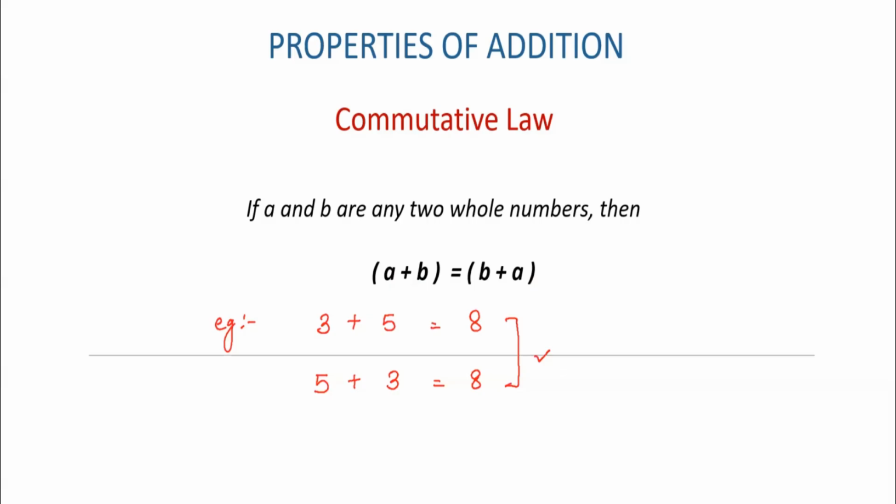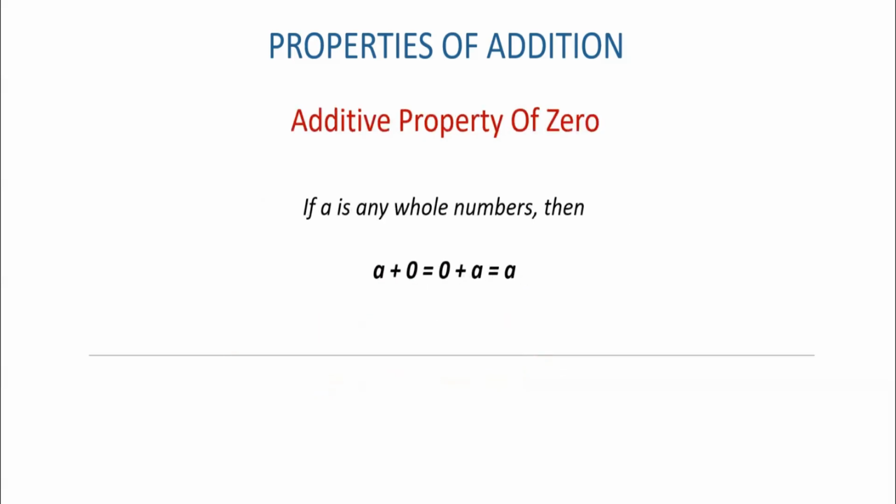Let's move on to the third property of whole numbers for addition. This is the additive property of 0. So 0 is a very important number for addition. This basically means that if A is any whole number and we add 0 to A, the answer will always be A. For example, 3 plus 0, we always get 3. 5 plus 0, we get 5. This means that when 0 is added to any number, it gives the same number as the answer.